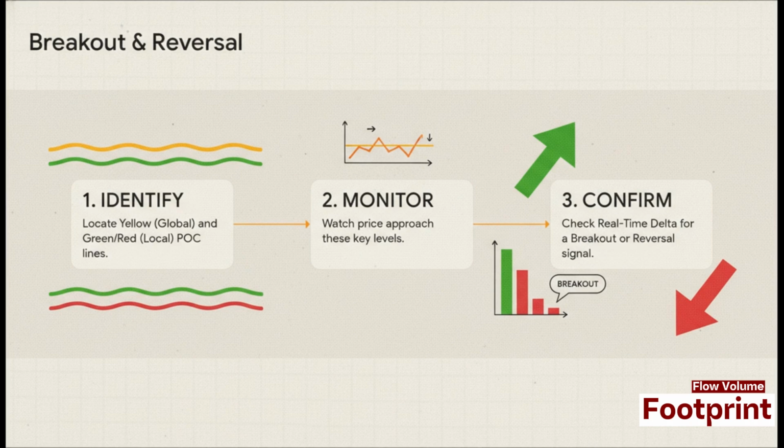It's a simple 3-step process. Step 1, identify your key levels. That's your yellow global POC and all those red and green local POCs. Step 2, monitor the price. Just watch it as it gets close to one of those lines. Then step 3, confirm the trade. This is where you watch that real-time delta. If you see a massive spike in buying, that's your breakout signal. If you see a huge spike in selling, get ready for a rejection or a reversal.